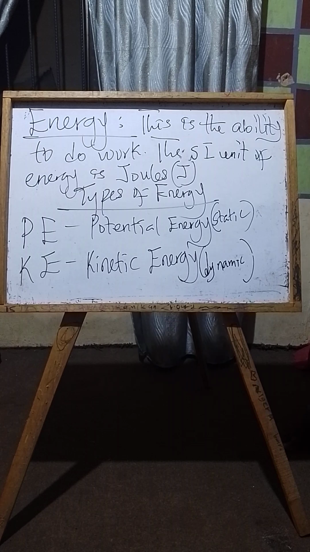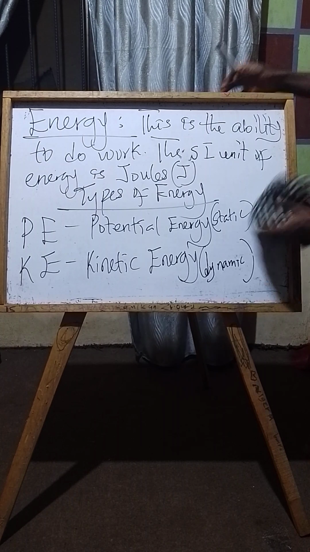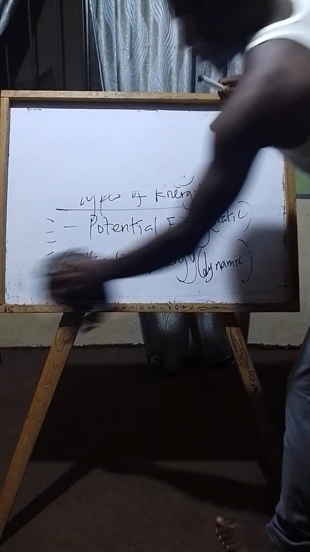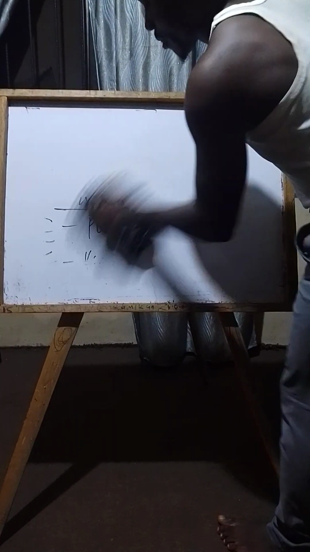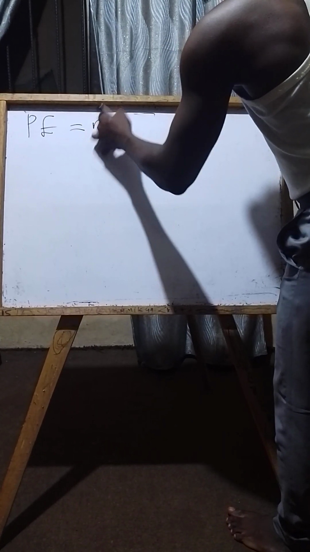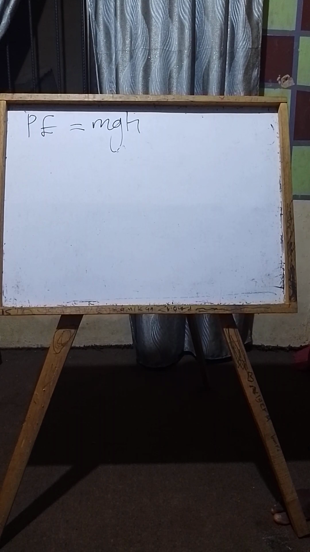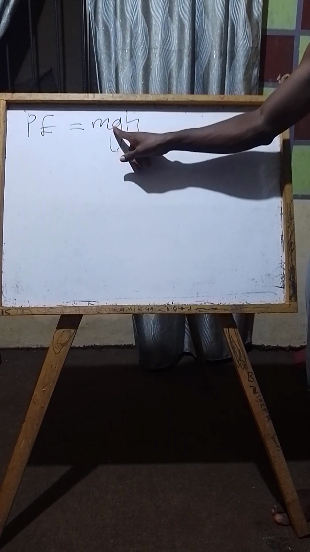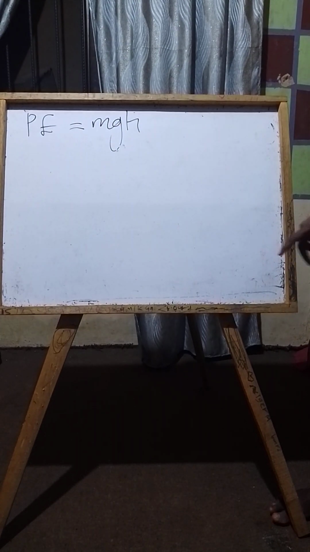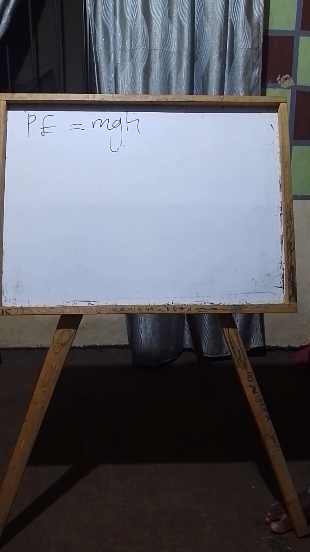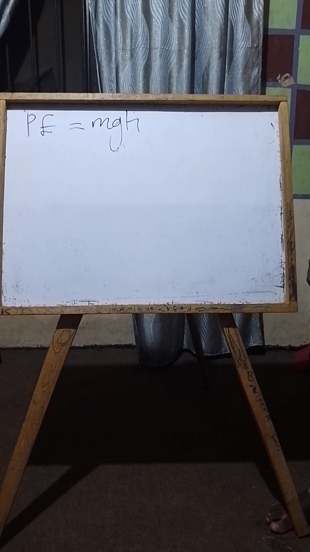But in terms of formula representation, potential energy is equal to mgh. You can see what's mgh? Mass, gravity, and height. Potential energy is equal to mass times gravity times what? Height. Are you getting me?